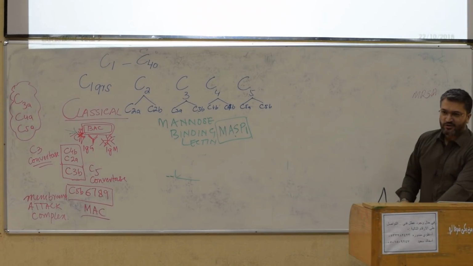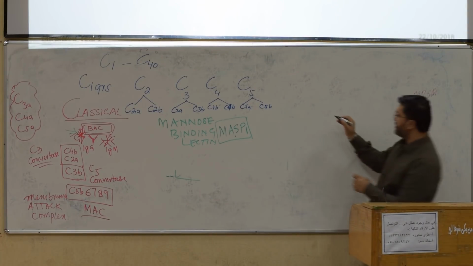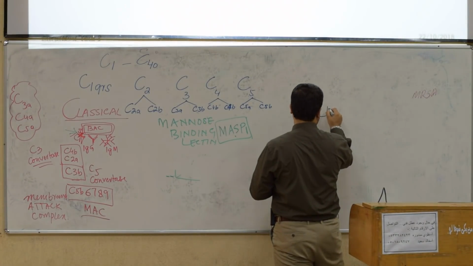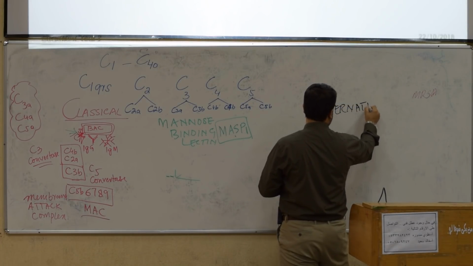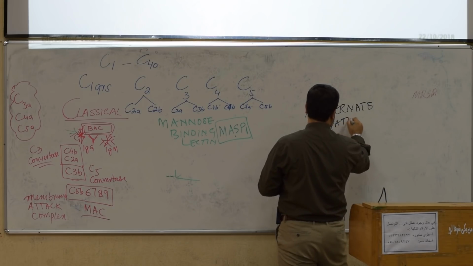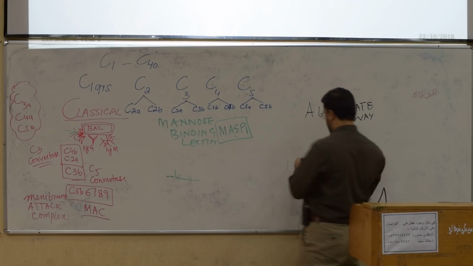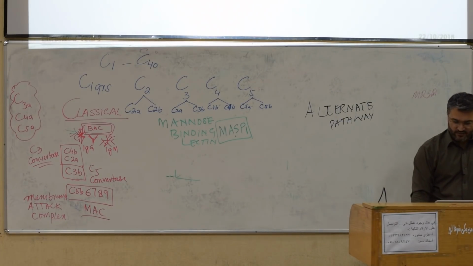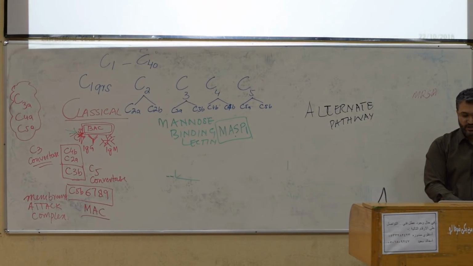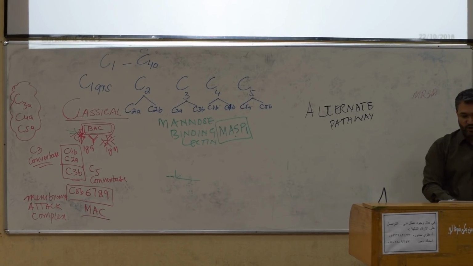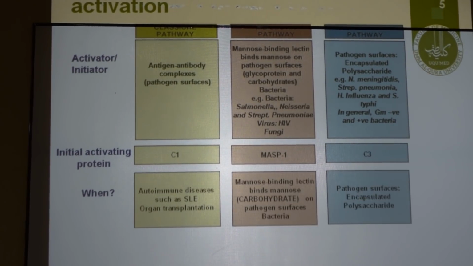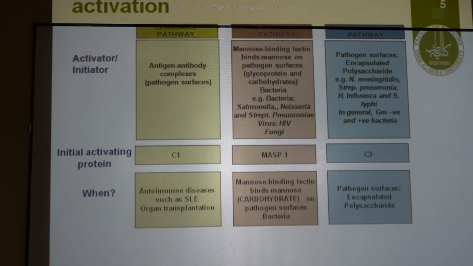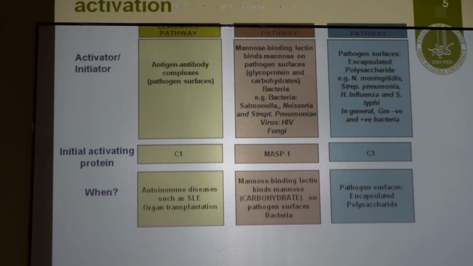Okay. Now the last pathway is called the alternative pathway. But before we go into that, you can see first the two columns. The classical pathway has the initiating protein C1. The mannose binding lectin has MASP1. So it's just the starting protein. And the alternate pathway is C3. Now it's mentioned which conditions, but don't get confused here.